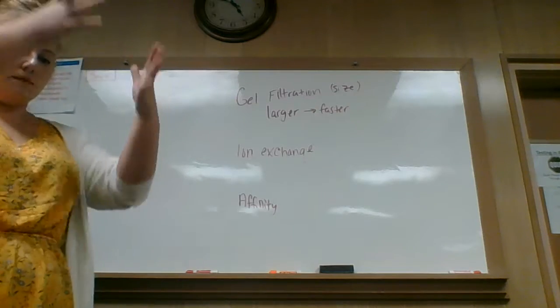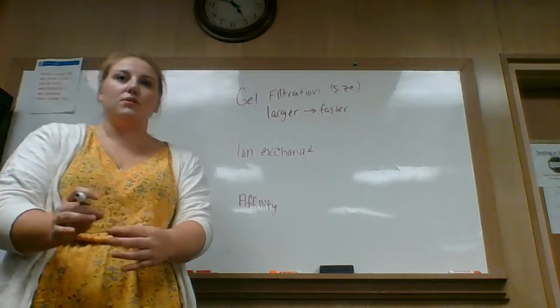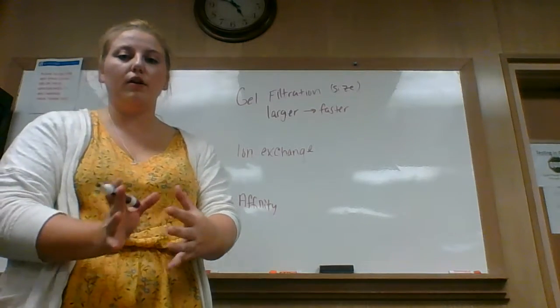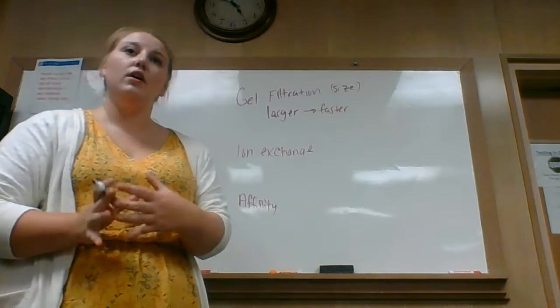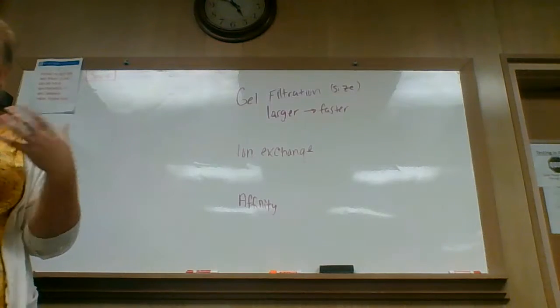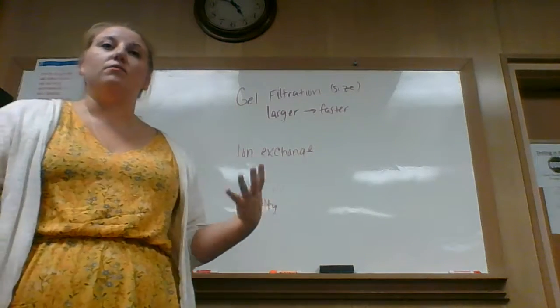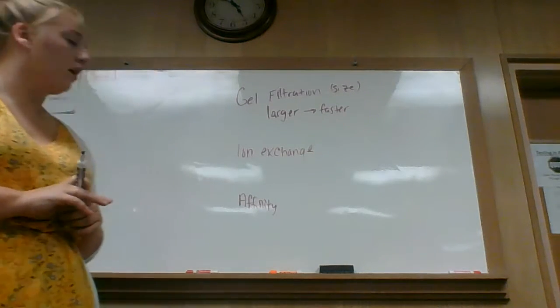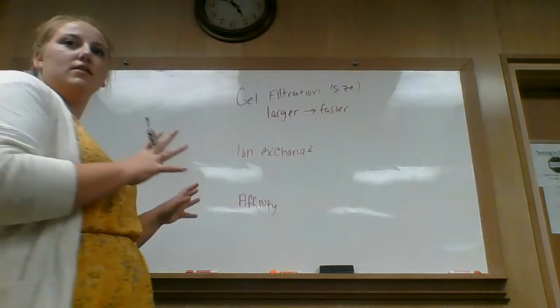So in your column, as it comes down, you will have little test tubes at the bottom. Your earlier samples will be your larger proteins, and then as you go through, you'll get smaller and smaller proteins. So you can look for your protein based off of what size it is. Okay? Does this concept make sense?